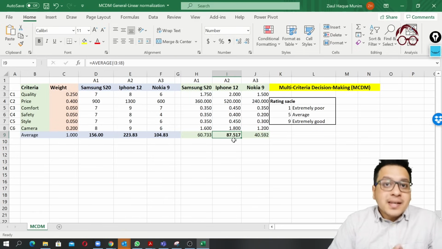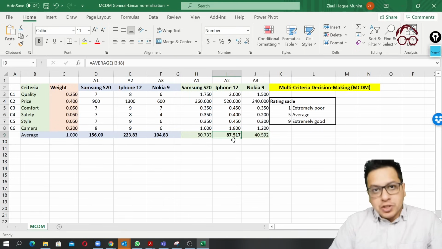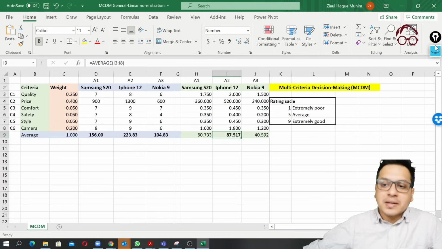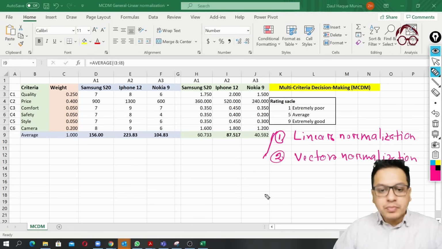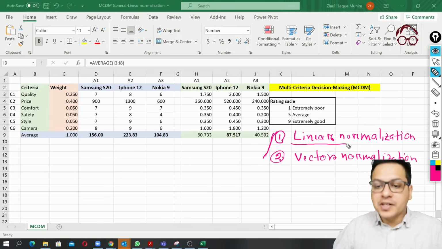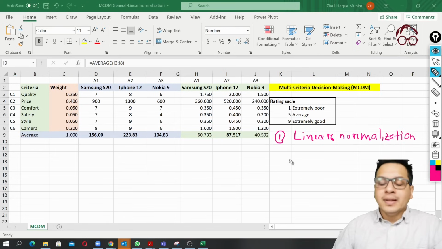There exist quite a lot of different approaches to normalization, but there are mainly 2 commonly used ones. One is linear normalization and another is vector normalization. So these are the 2 widely used approaches. In this lecture, we are going to focus on linear normalization first, and in the next lecture I will show you vector normalization. So for linear normalization, let's look into the equations.